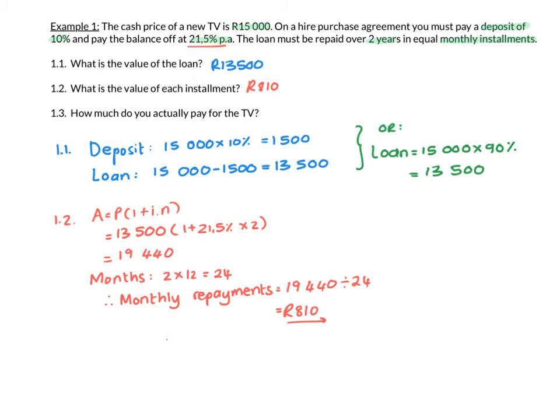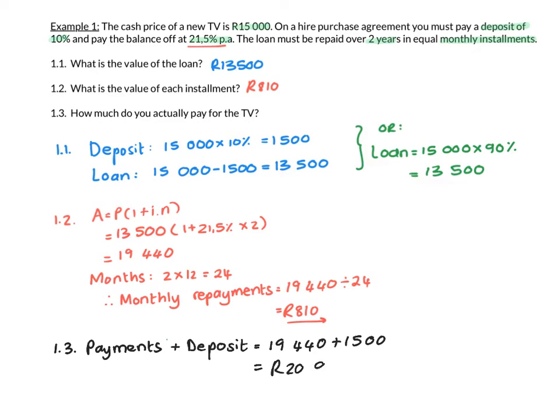Finally, let's look at the last question. How much do you actually pay for the TV? Now, the actual payment for the TV is going to be your repayments plus what your initial deposit was. Instead of taking the 810 and timesing it by 24, I'm going to go straight to how much I would actually need to pay, which is 19,440 Rand. So it'll be 19,440 plus the deposit, 1,500 Rand. And that gives me a total of 20,940 Rand.